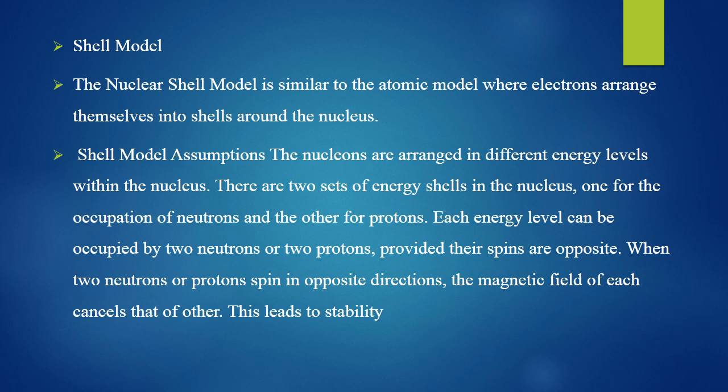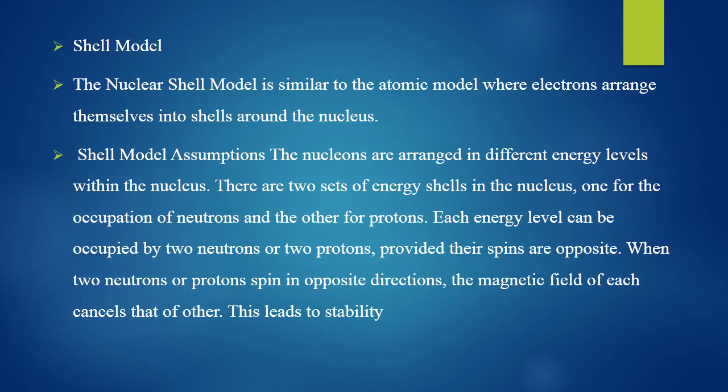It is an atomic model where electrons arrange themselves into shells. So the concept behind the shell model is a closed type of shell. The nuclear structure is considered as closed structured shells, and the assumption is that the nucleons are arranged in different energy levels within the nucleus, in the form of shells. These shells have different energy levels, and the nucleons are arranged according to their energy levels in the shells.